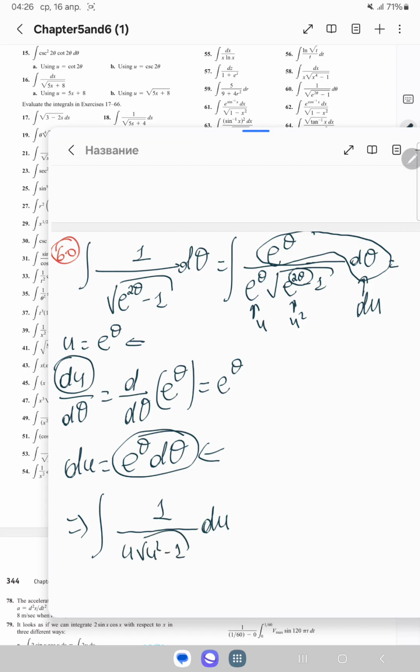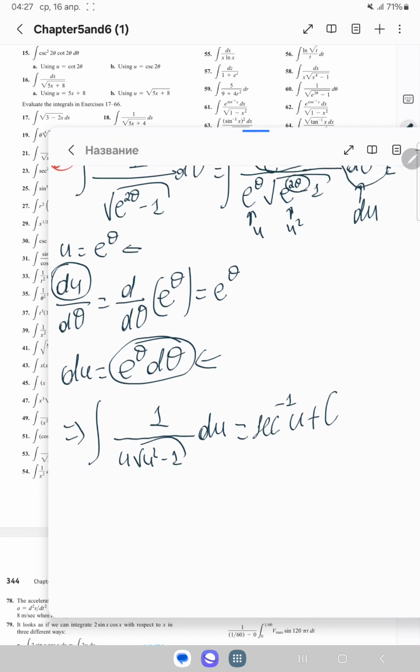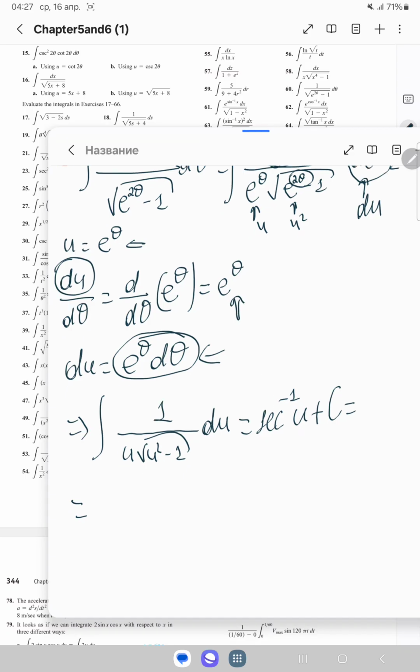This is a famous formula, the integral formula for the inverse secant function, and I don't know if you really remember it or not, but this is a standard formula. Instead of u, I will put e to the power of theta: secant inverse of e to the power of theta plus c, and yes, this is the answer.